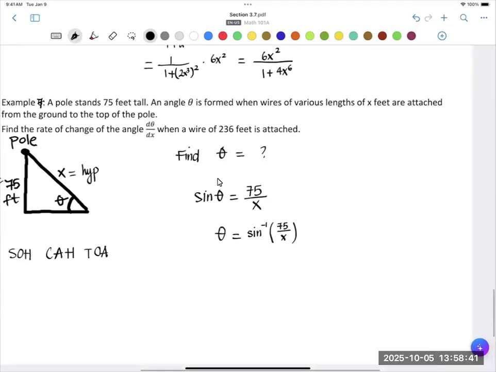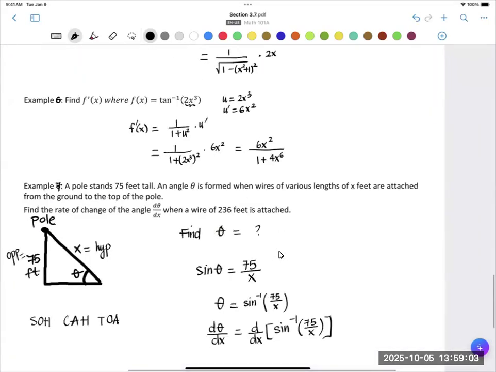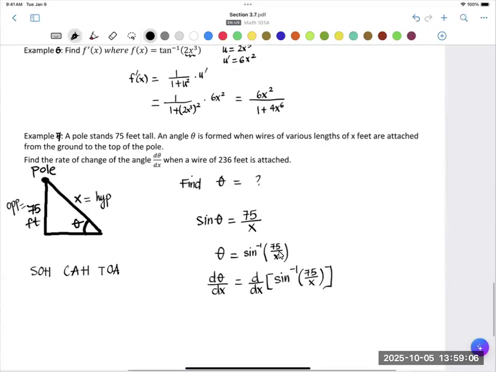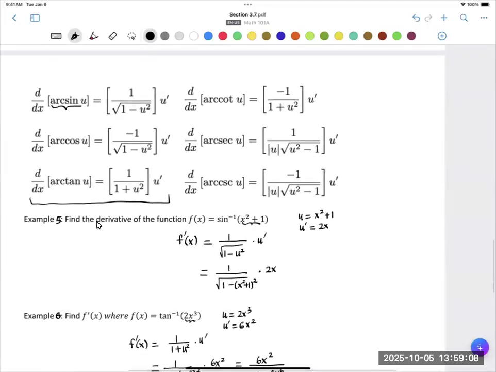So to find the rate of change of the angle, it means we take the derivative. So what is the derivative? d theta over dx will be d of sine inverse of 75 over x. All right, so now let's connect to the concept above. The derivative of arc sine u is 1 over square root of 1 minus u squared times u prime.